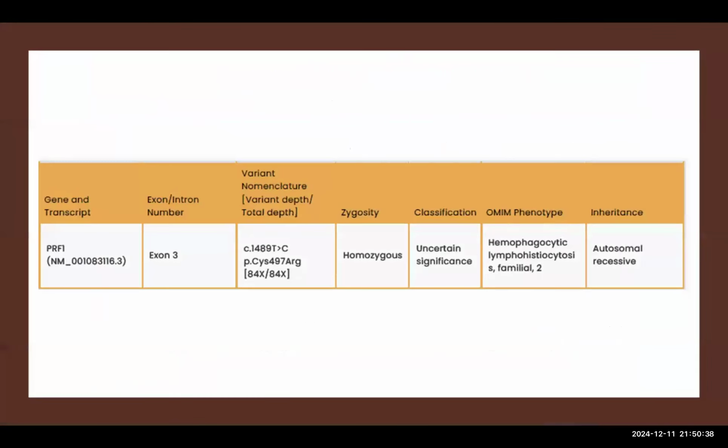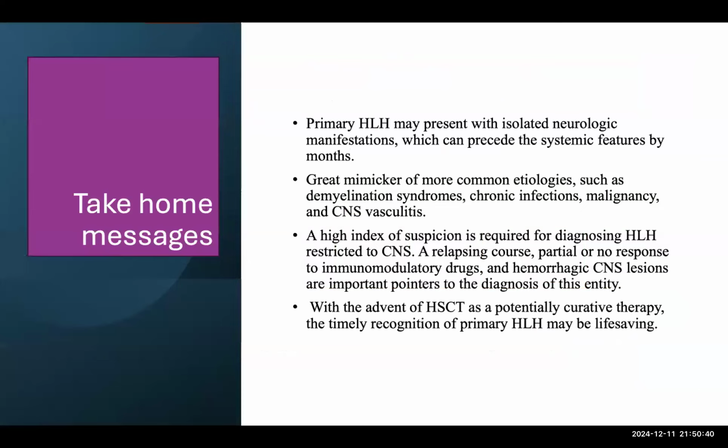VES showed familial HLH. So the take-home message is that primary HLH may present with a first neurological manifestation in 45 to 75% of cases, and then they present with systemic features. So a high index of suspicion is required for diagnosis if there is a relapsing course, partial response to immunomodulatory drugs, or hemorrhagic involvement. These are good pointers to diagnose HLH.